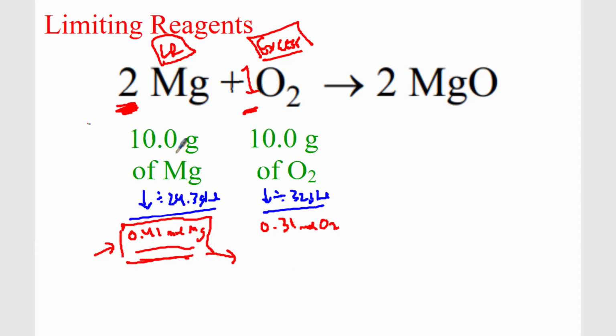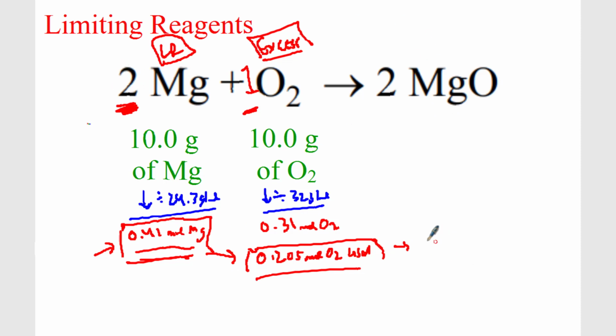So let's do a molar ratio. 0.41 divided by 2 ends up giving me 0.205 moles of oxygen gas is what I've used. I didn't use all 0.31 because it was in excess. Okay? And I can know how much magnesium oxide. Take a look at your ratio. 2 gives you 2. 0.41 gives you 0.41 moles of magnesium oxide.